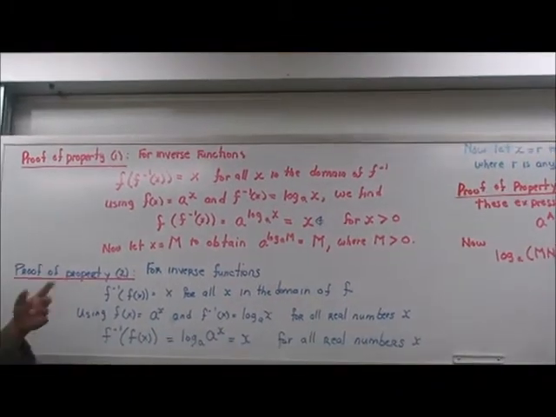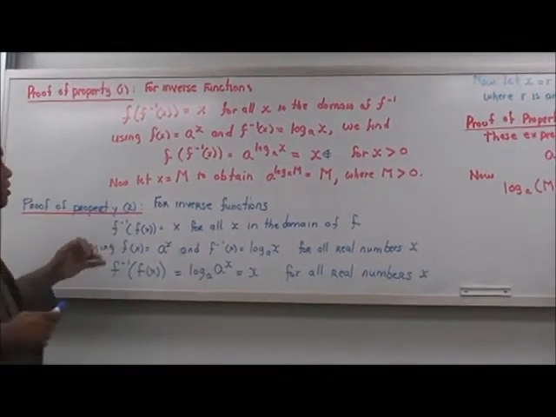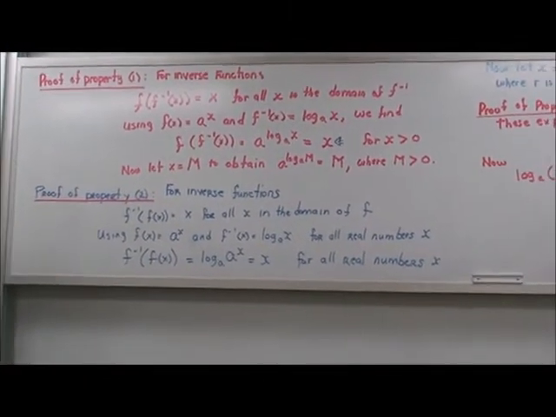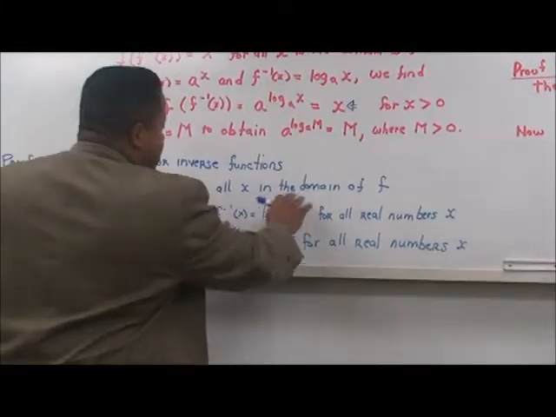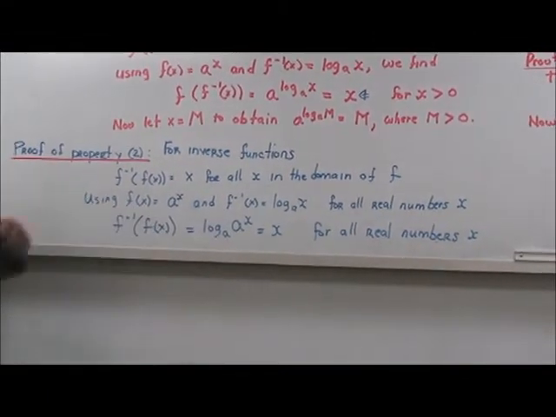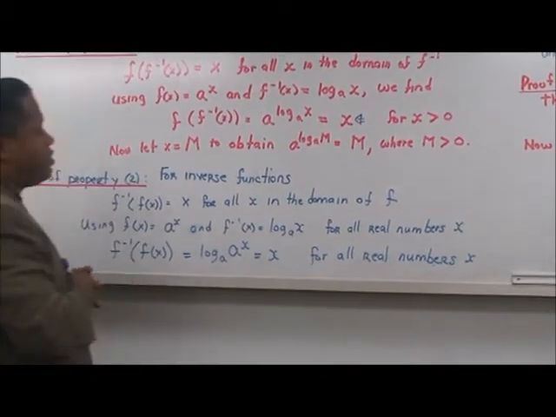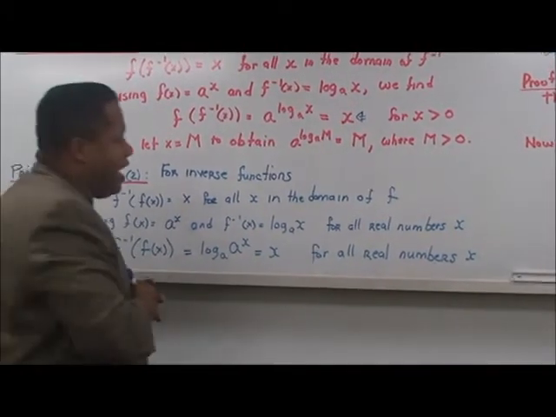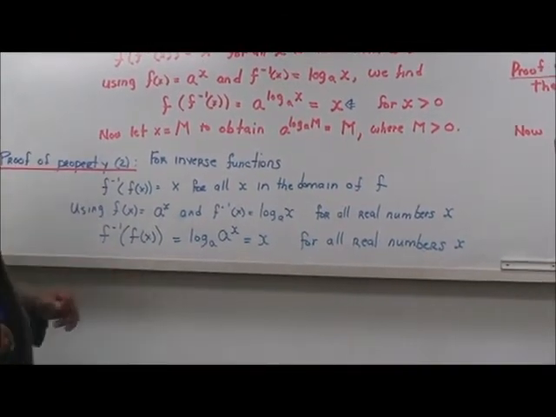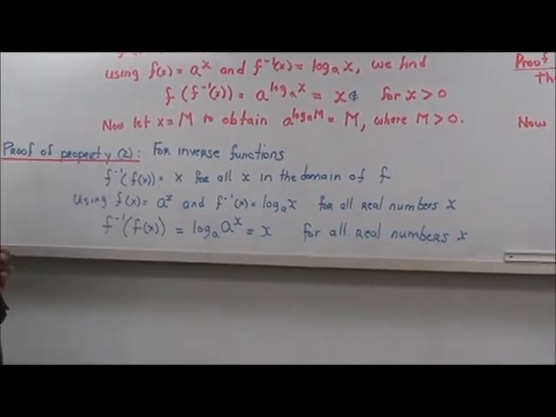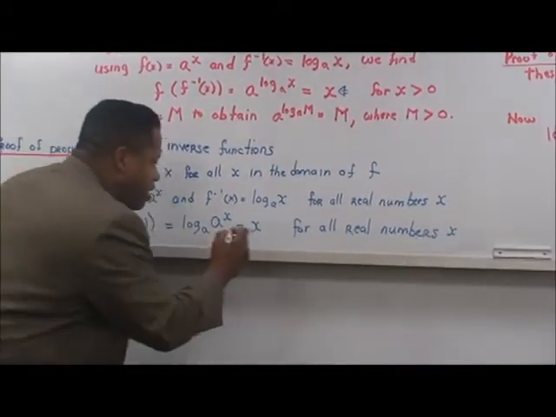And the proof of property 2 is for inverse functions as well. The original function f being plugged into the inverse function, that should also come out to be x when you simplify it, for all x in the domain of f. Using the same thing here, f of x is equal to a to the x, and the inverse of f of x is equal to the log base a of x for all real numbers x. So in this case, you're going to plug the original function into the inverse of that function, and you still are going to get the answer x.